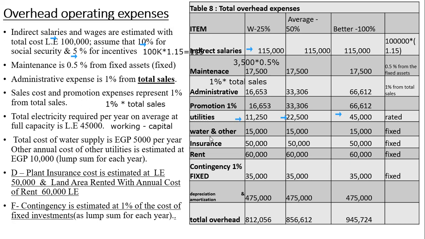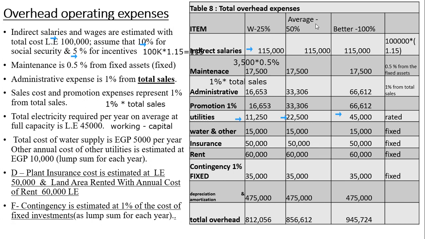While in the water supply and the electricity and other utilities, other items, we have different types, which is 15K, 15K, 15K. Let's go for the plant insurance and rent, which is constant, so it is 50, 60, a constant amount of money. And then finally, the contingency, it's 1% for avoiding any risk. And then we add the depreciation for the total. Then we end up with the overhead expenses.